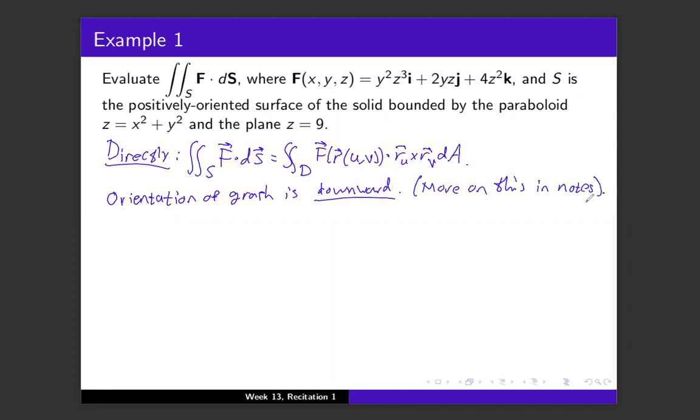Now, I'll show you how to do this in the online notes, but I'm not going to do this right now, just for time purposes. But in principle, you can do this either way, either directly or with the divergence theorem. I think the divergence theorem is a little bit easier in this case because you only have to do one triple integral, but doing it directly, you have to do 2 double integrals. So you're adding an integral, which I think is more trouble than it's worth, in my opinion.